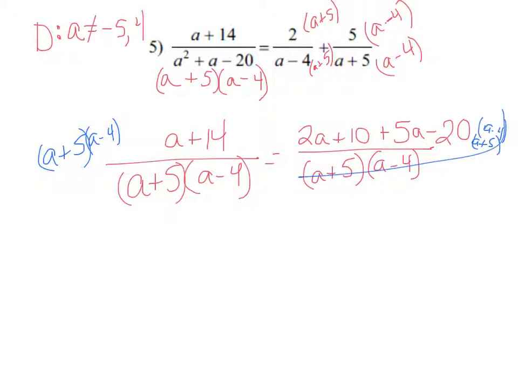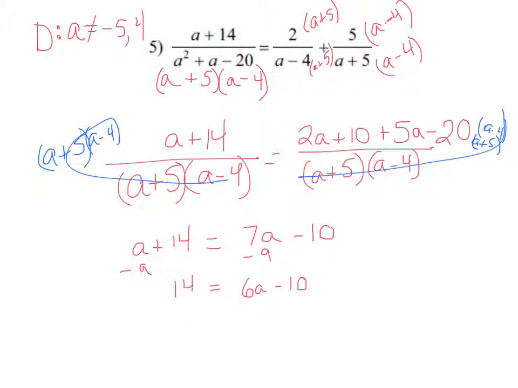Those will cancel, and then all I have left is a plus 14 equals, let's combine some of this, that would be a 7a minus 10. Let's get the a's together. All right, let's add the 10 to the other side. And so you have 24 equals 6a, divide by the 6, so a is equal to 4.